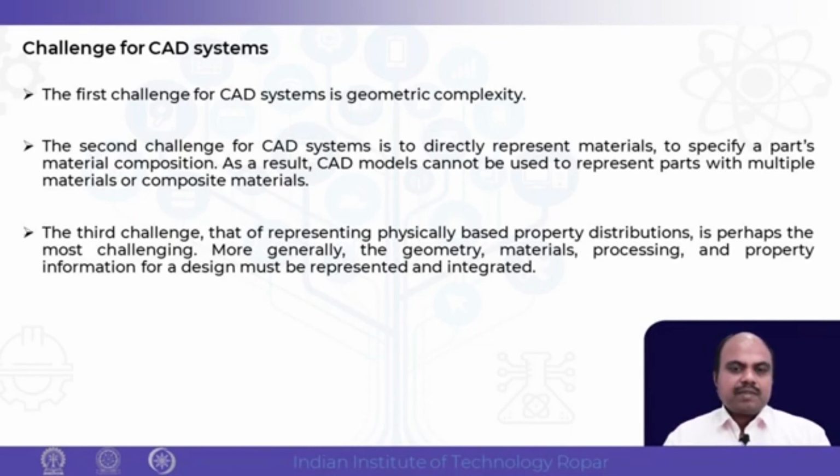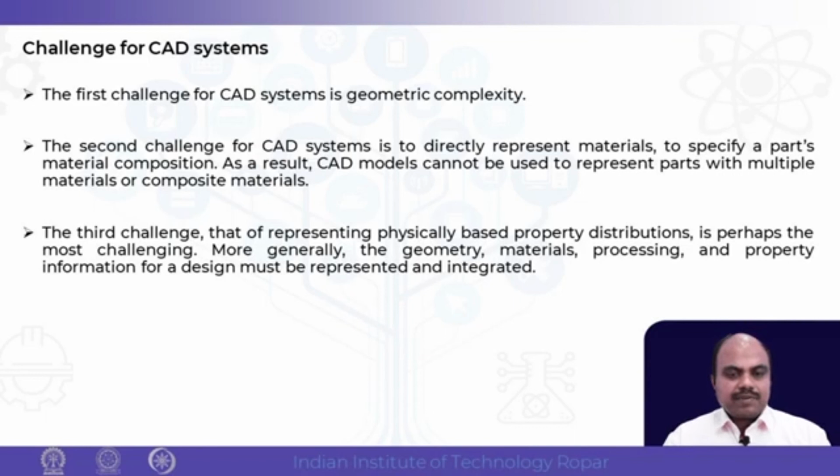Second thing is the materials in the CAD system. If you want to make a CAD model with multiple materials or composite materials, it is difficult. Nowadays CAD softwares are adding this facility, but if there is variation in the material across the product surface, modeling that kind of material in the CAD system is still difficult. And if the complexity is high, analysis is going to take a lot of time. That's another problem.